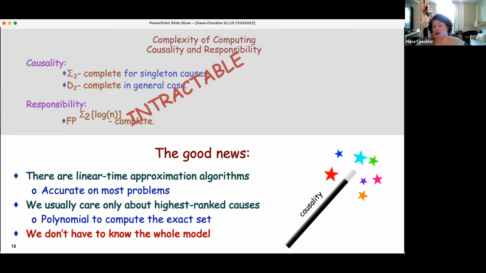We usually care only about high-strength causes. So if we limit the responsibility from below, and, for example, only care about causes with responsibility at least a third, then it's easy to compute those, in polynomial time. And finally, an interesting feature that will allow us to do the things I'm going to talk about next is that we don't have to know the whole model for the interaction, which is great, and which is what makes it really feasible.